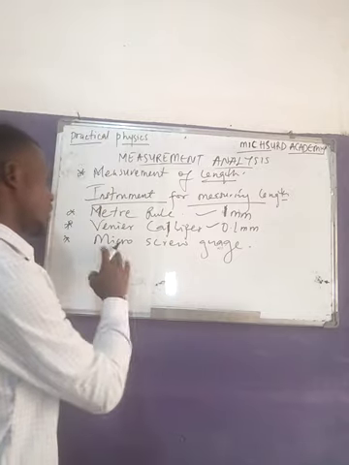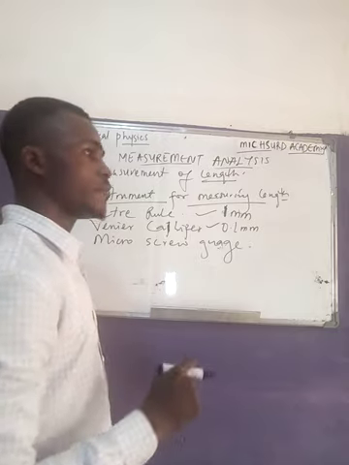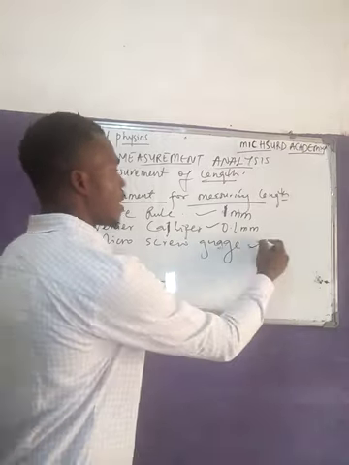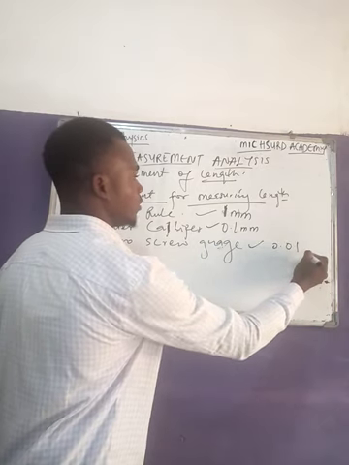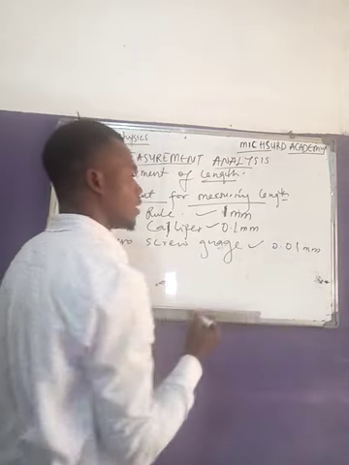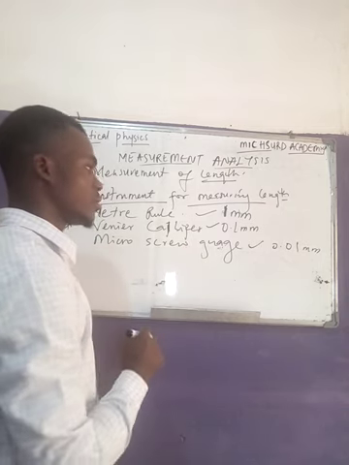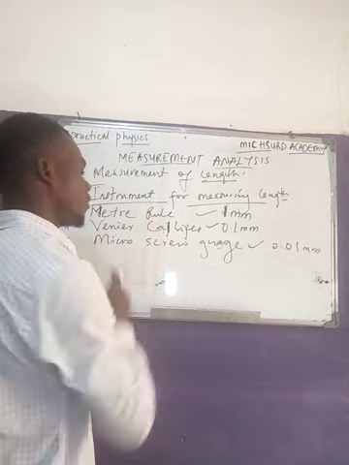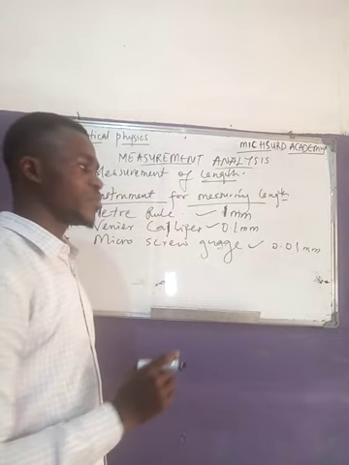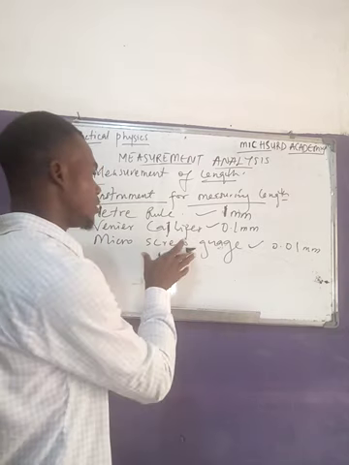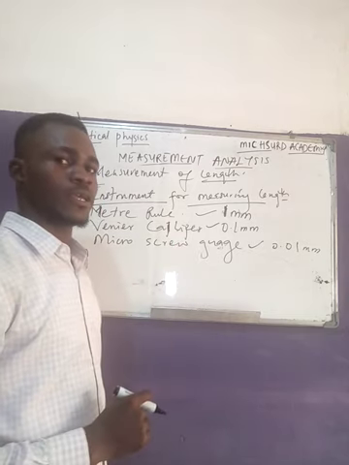Now the next one is the micro screw gauge. The micro screw gauge has a higher accuracy of 0.01 millimeter, and it measures smaller diameters than the vernier caliper. So we can measure the diameter of a wire using the micro screw gauge.